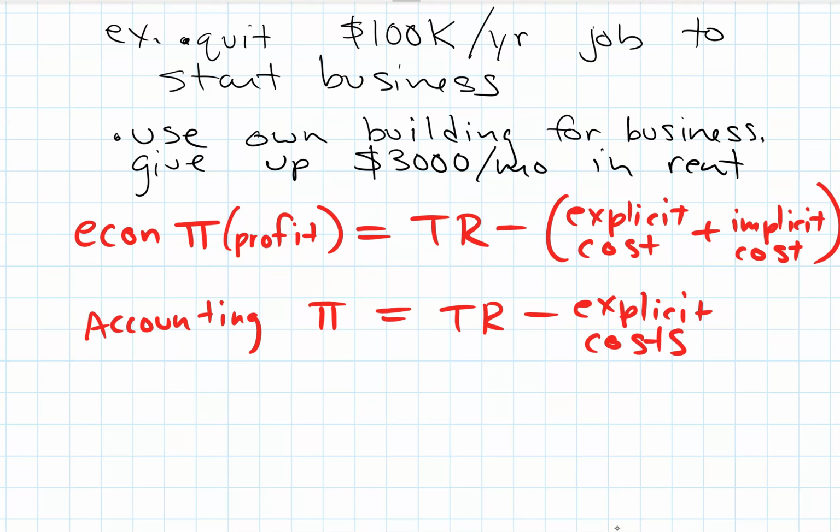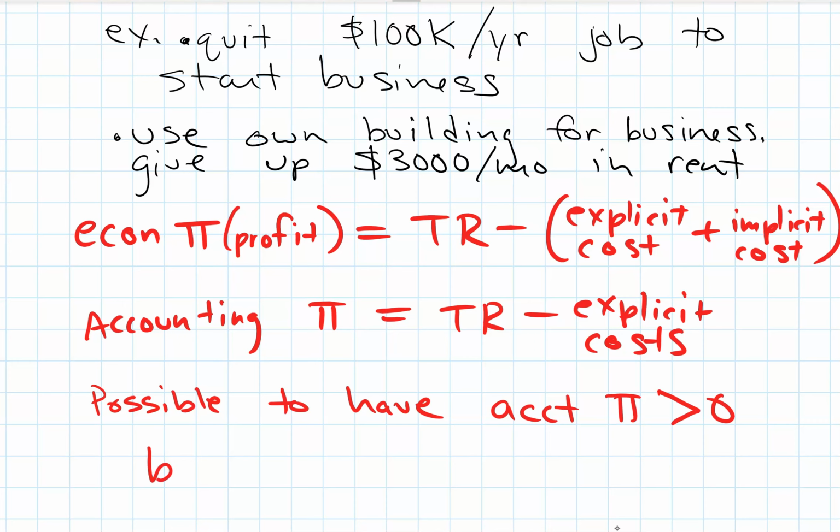Okay, so because of this, and I'll give a story about this, it's possible to have your accounting profit greater than 0, but economic profit negative. So how would that happen? Let's suppose once you do your revenue and you pay your workers and you pay for your resources and everything else, then you have money left over. So accounting-wise, you have profit.